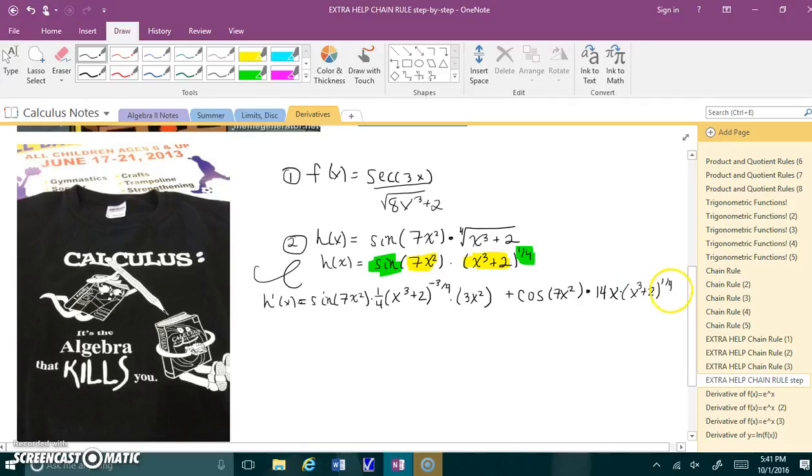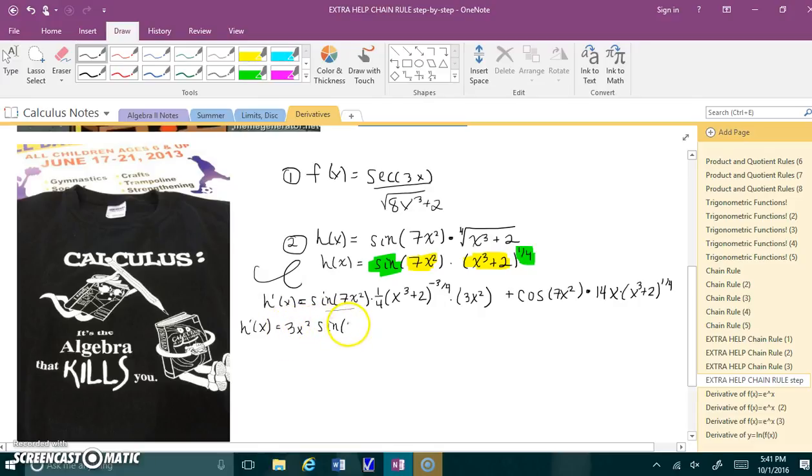So I'm finishing up my product rule. I have first times derivative of second plus derivative of first times second. Now calculus is done. I did the chain rule and I did the product rule. Now you just have to simplify. So let's bring the 3x squared out front, otherwise it's going to get lost.